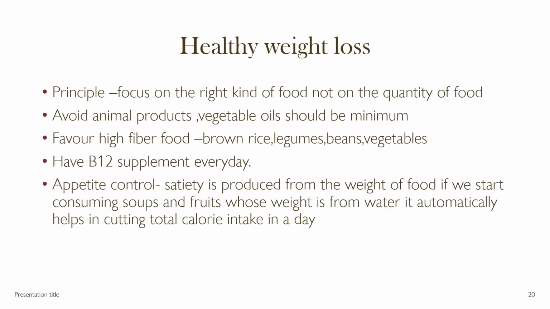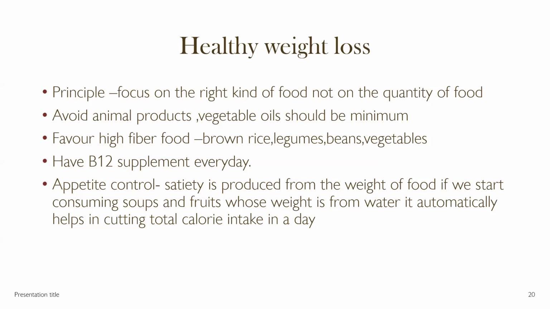Now, healthy weight loss. Healthy weight loss mainly focuses on the right kind of food, not on the quantity of food. That is what I wanted to tell in the previous slide. It is not only the calories that matter, but the right kind of food you choose also matters. You have to have satiety when you have the food, but how will you develop satiety? You can develop satiety through raw vegetables and fruits, which are rich in water content and satisfy the appetite. Or we can have non-veg or fatty food also, and give the satiety.